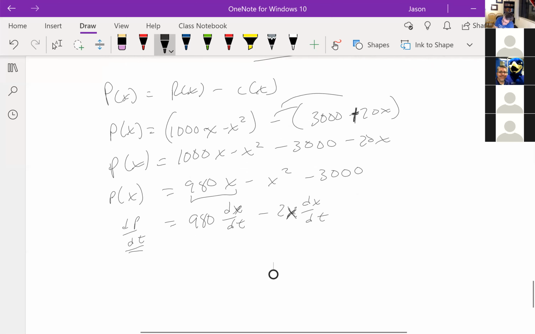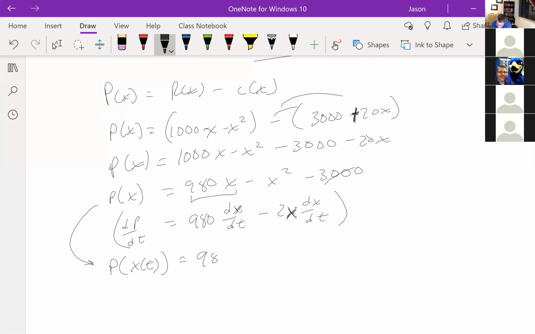So we have dp/dt. Another way to think about this, and this 3,000 just goes to 0, right? Another way to think about this, we'll pause here and do a little aside. This is like a parenthetical thought. We can also think of this as P of x of t is equal to 980 x of t. Maybe writing it like this will make you think of, oh, that's right, we've got to take the chain rule here, minus x of t squared minus 3,000.